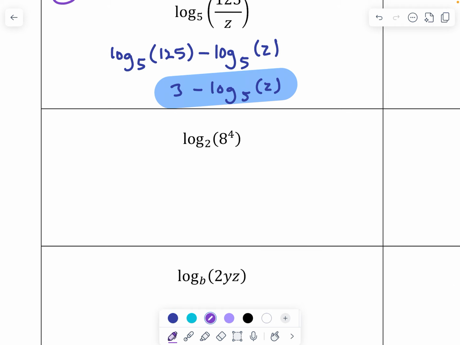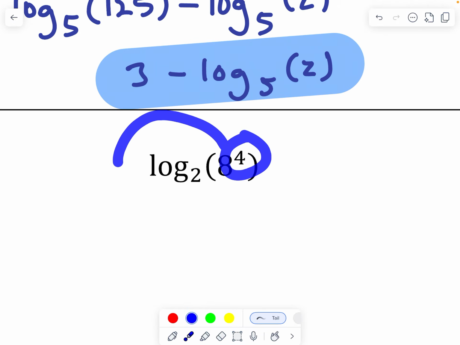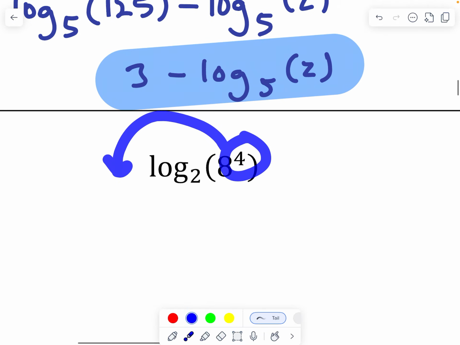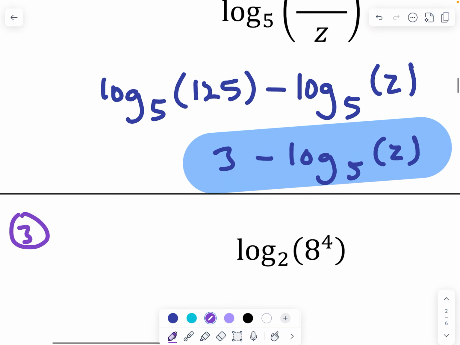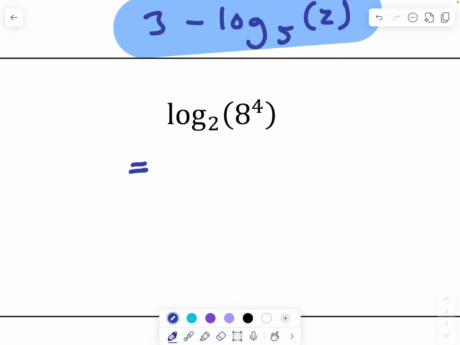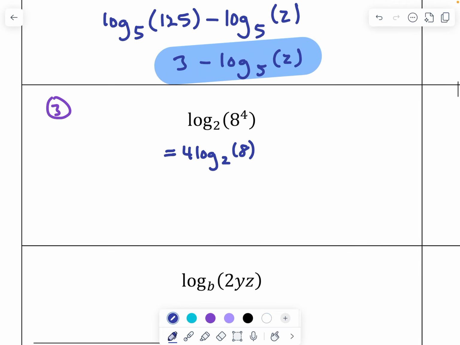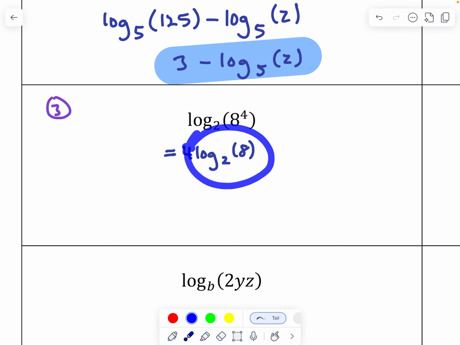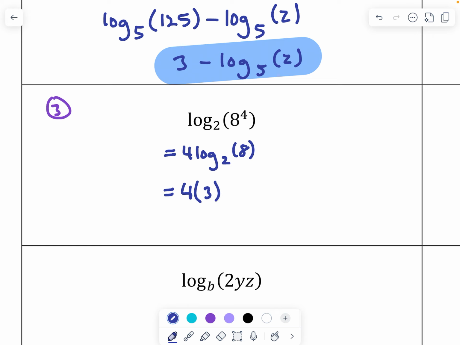Okay, this is going to make use of property 3, which says I can take this exponent right here and I can multiply it out front. So my next step is to do just that. 4 log base 2 of 8. Simplify when possible. What is log base 2 of 8? That's going to be 3. So this is 4 times 3, which is 12. And the answer is 12.